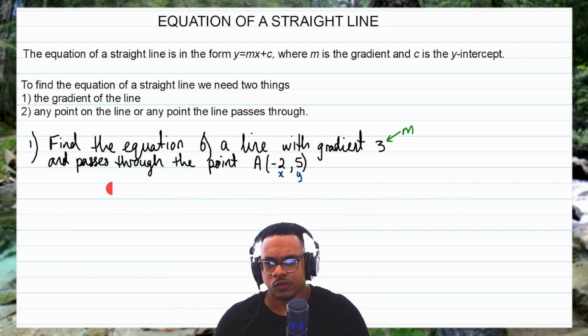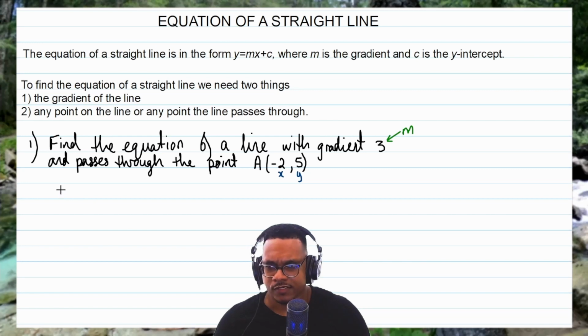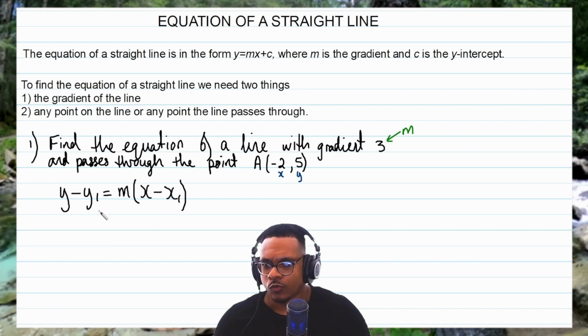Now I'd like to look at another way of working the same question. Instead of using y is equal to mx plus c, I'm going to use another format, and that format is y take away y1 is equal to m multiplied by x take away x1. Now m would still be this 3 here, but for my x1 and my y1, that will be these values here. So the -2 will be x1 and the +5 would be y1.